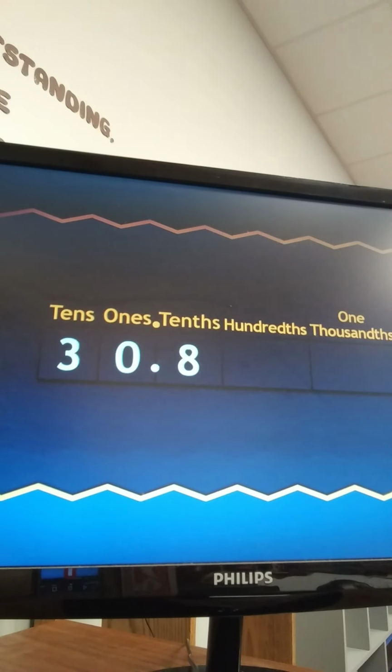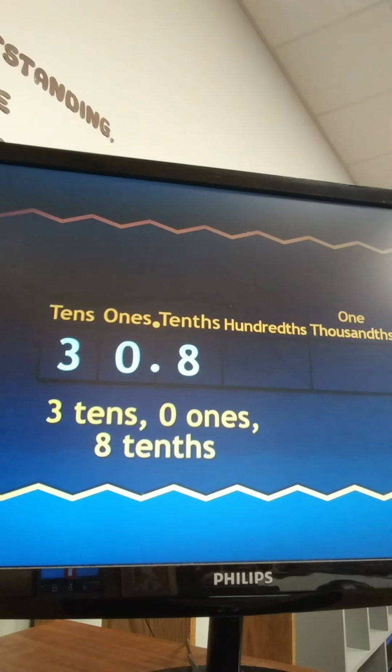30 and 8/10ths. That would be 3/10ths, 0 ones, 8/10ths. And as a fraction, we'd write the whole number 30 and then the fraction part 8/10ths. So we have a mixed number, a whole number and a fraction. And yes, we could reduce that, but we're not doing that right now.